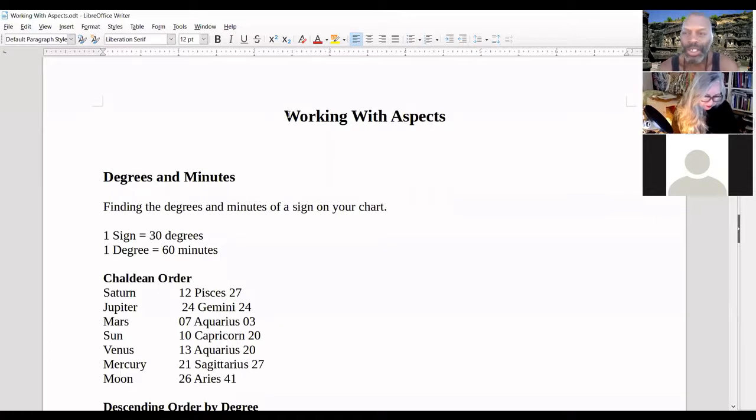Okay, so what I want you to do next is find the degree and minutes of the sign that those planets are in. So I've just done it here. My Saturn is at 12 degrees and 27 minutes of Pisces. My Jupiter is at 24 degrees and 24 minutes of Gemini. So I want you to do that exact same thing. If there are any questions about how to find the degrees or whatever, let me know. But we've been talking about this for a while, so we should have an idea of how to find them.